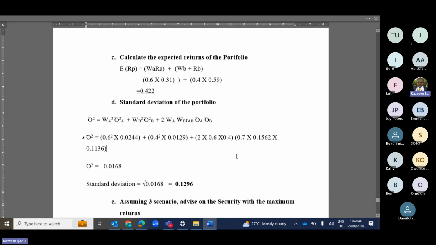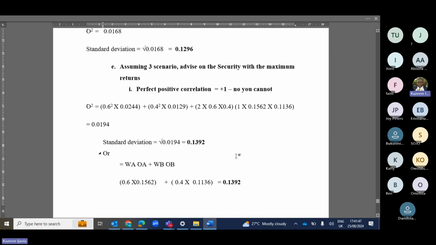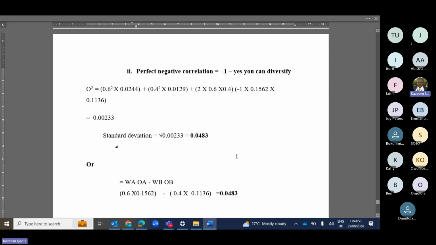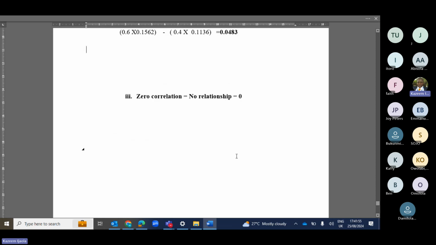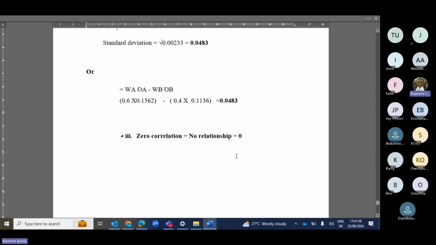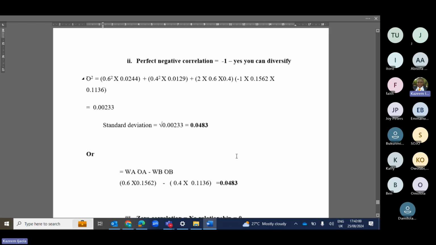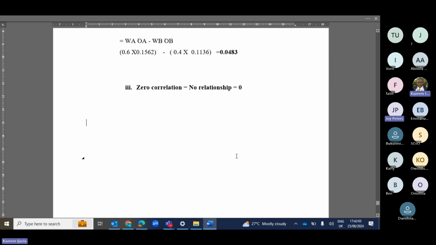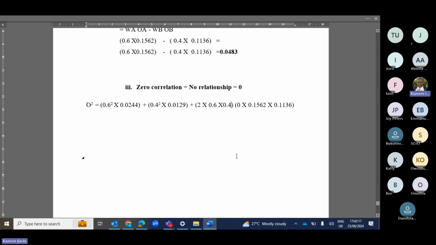So we are done with the first two. We've done perfect negative. Now let's do zero correlation, which means no relationship. What you will do under this zero correlation is use the same formula you have here. So change your RAB, which is -1 here, to 0.